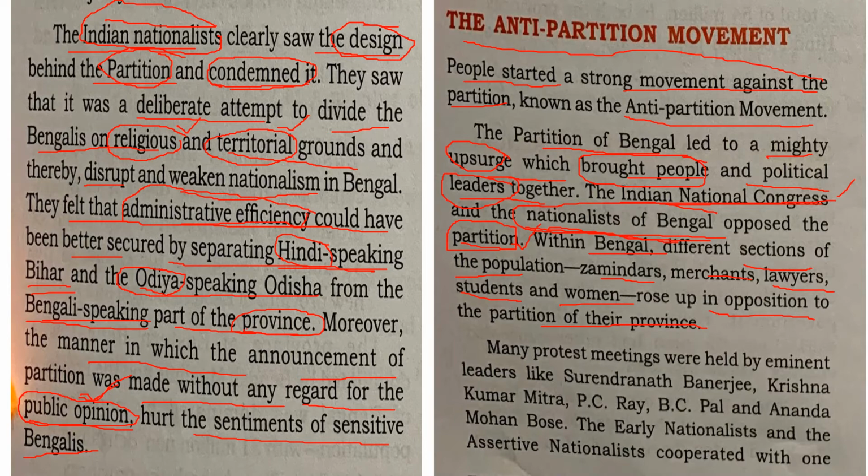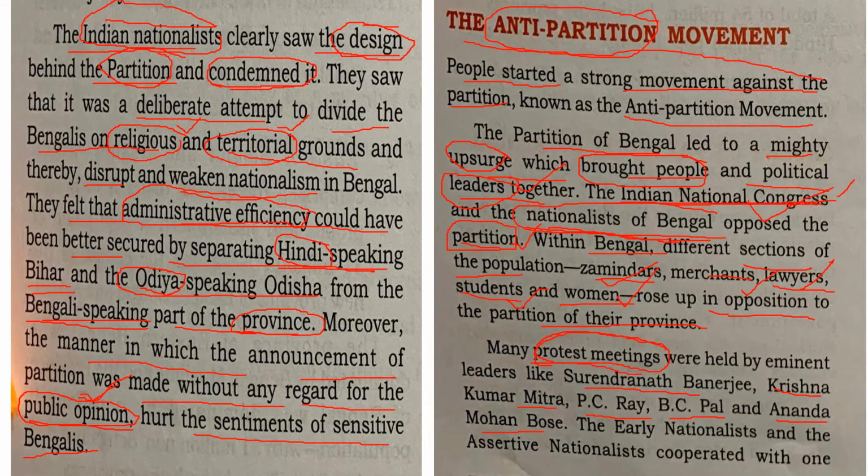So, in the anti-partition movement, who participated? Leaders, the Indian National Congress, and people like zamindars, merchants, lawyers, students, and women. All these people came together for the anti-partition movement. And what did they do? They organized protest meetings, under the leadership of Surendranath Banerjee, Krishna Kumar Mitra, P.C. Ray, Bipin Chandra Pal, Anand Mohan Bose, and many such Bengali people.